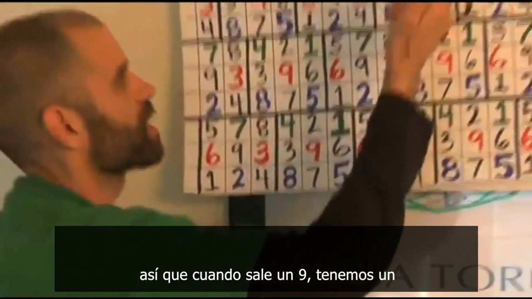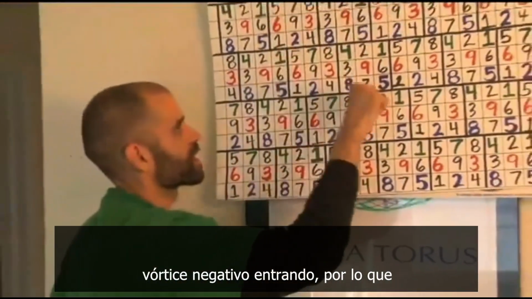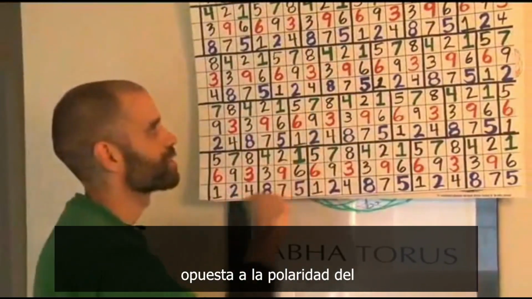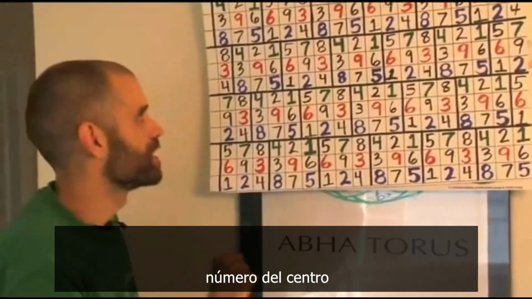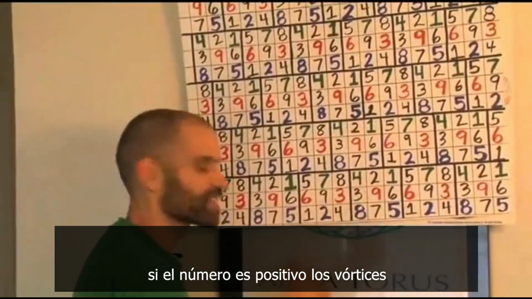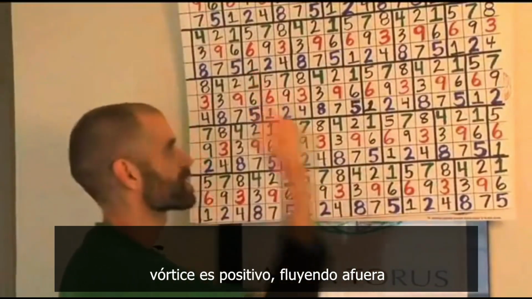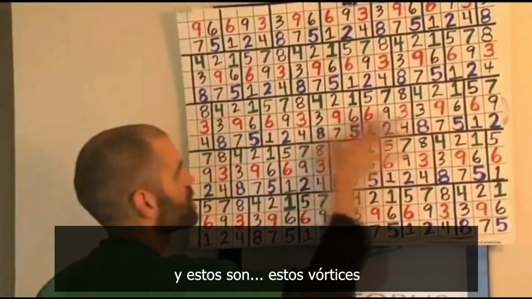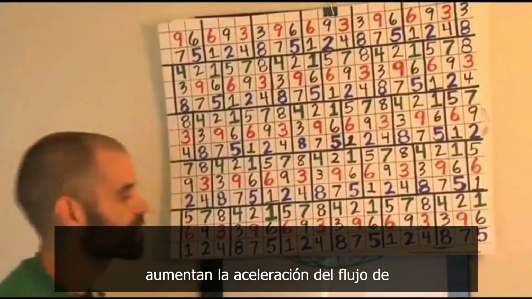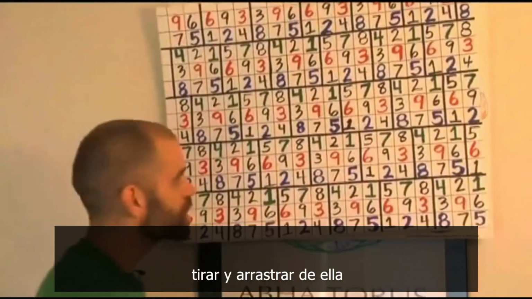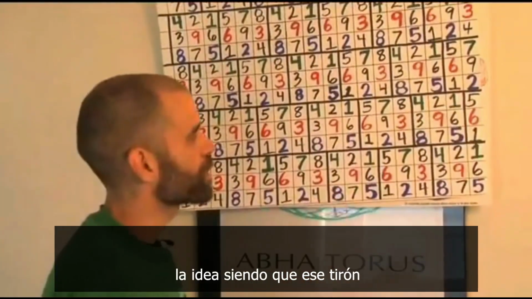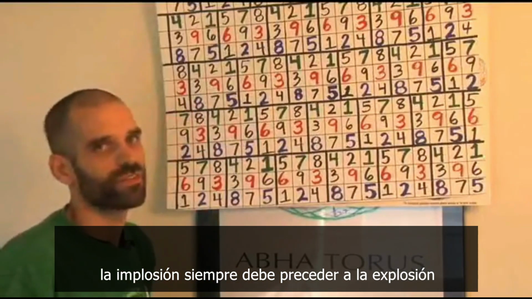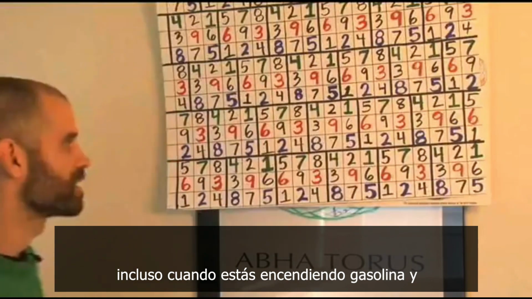So when a 9 is coming out, we have a negative vortice going in. So the polarity of the vortice is opposite the polarity of your actual center number. If the number is positive, the vortice is negative. If the number is negative, the vortice is positive flowing out. And these vortices increase the acceleration of the flow of electricity by pulling it and entraining it. The idea being that pull is stronger than push. Implosion always must precede explosion, even when you're igniting gasoline and such things.